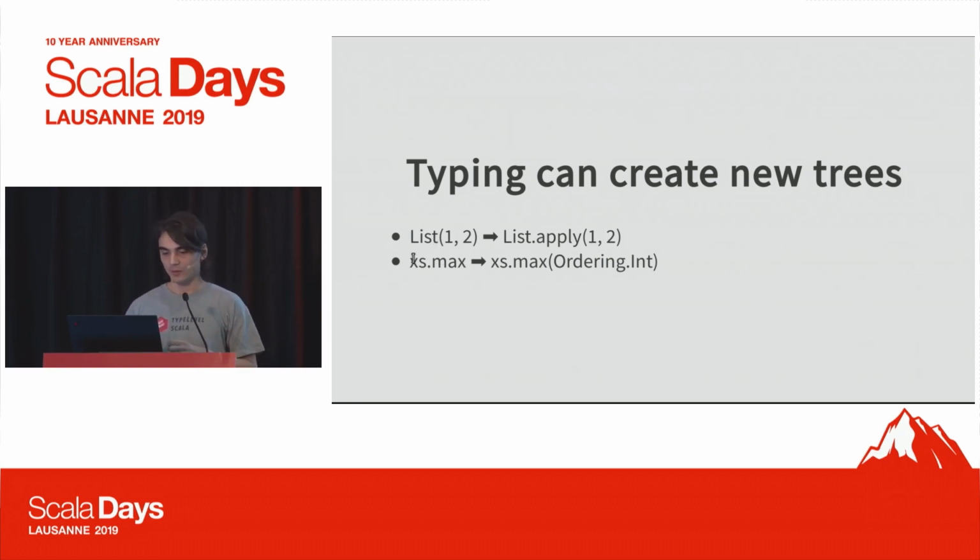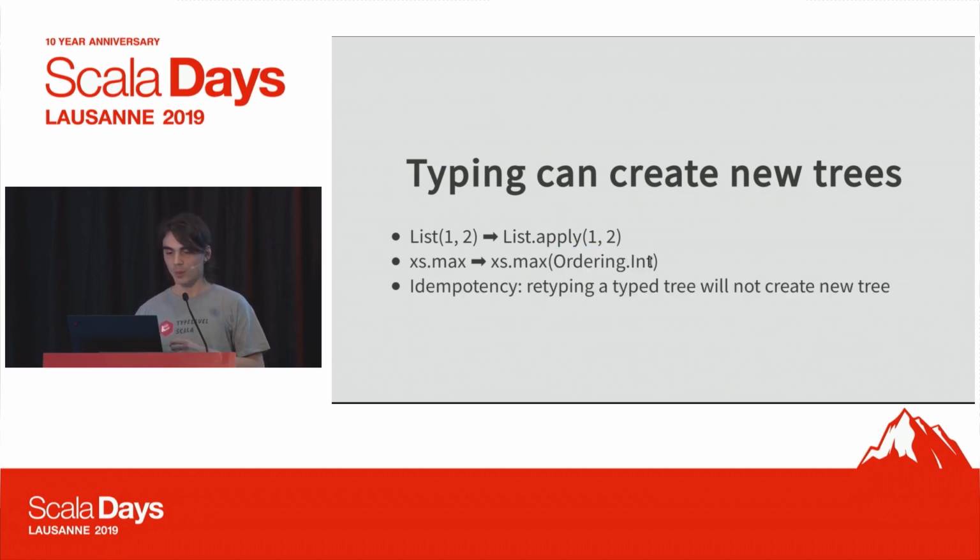So for excess.max, when the compiler has seen that tree, it's going to see that this is actually a method that takes some given implicit parameter, and it's going to resolve that parameter and create a tree for it. And the other important thing to note is that this is an idempotent process.